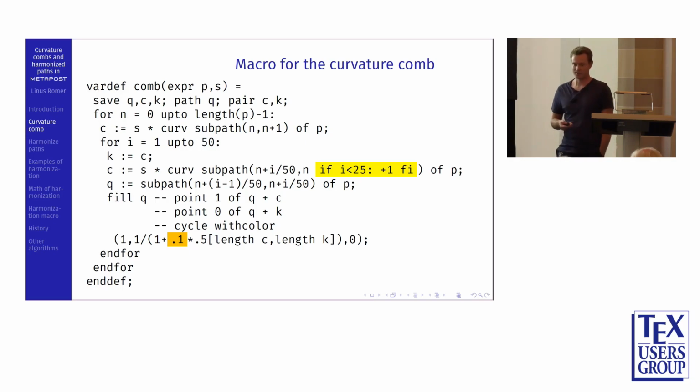P is the path, S is the scaling factor. And I want to highlight two things. The one thing is this part, if I is less than 25, add +1. And the other thing is the 0.1 that you see at the very end, that is connected to the command with color.